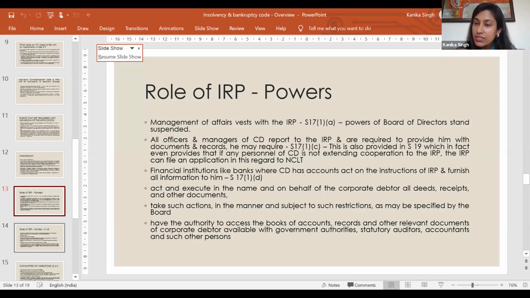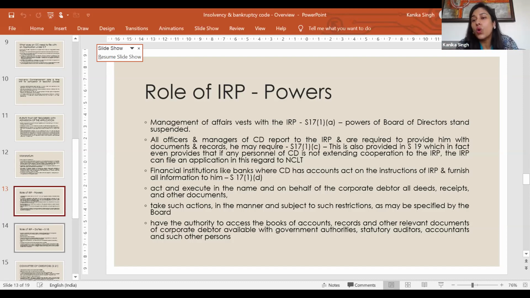All financial institutions where the corporate debtor might have a bank account will also act on the instructions of the IRP. He can execute all documents and deeds in the name of the corporate debtor. He can take out any action subject to the directions of the board. He can access books of accounts. These are what his powers are.